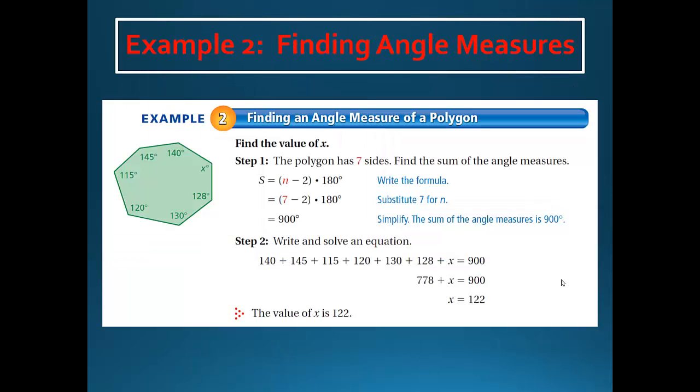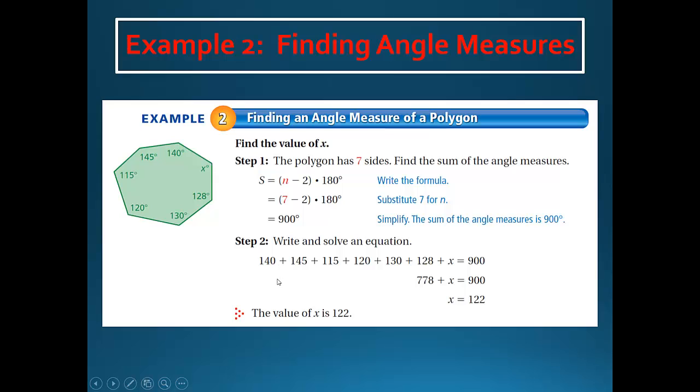Now for our second example, we're finding angle measures. We're going to find the value of x. So our first step is to figure out what our polygon is and to see what the sum of the angle measures would be. The polygon we have has 7 sides. So in order to find the sum of the angle measures, we're going to use our formula S equals the quantity n minus 2 times 180. We're going to substitute 7 for n, and then when we take 7 minus 2, we get 5, and 5 times 180 is 900 degrees. So we know that when we add up every single angle in our polygon, we'll get 900 degrees.